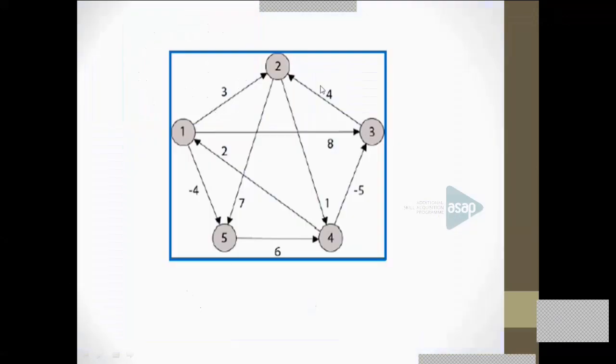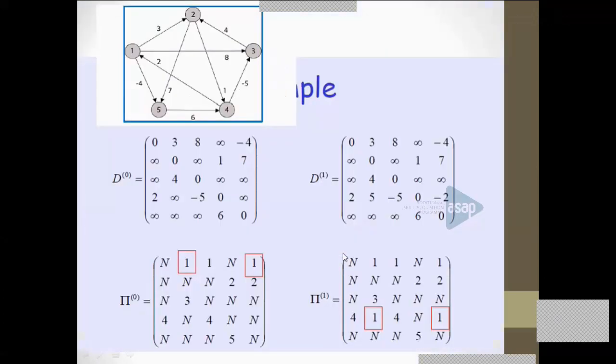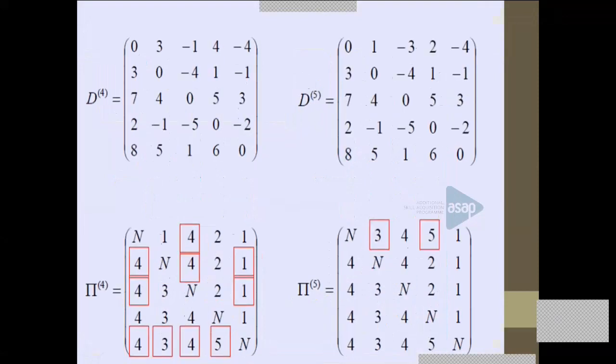How many vertices were there? 5. 1, 2, 3, 4, 5. And therefore, all the vertices will be covered. Finally, this will give you the predecessor in the shortest path. And this will help you to print the all pair shortest path. Using this matrix only, you will be displaying the final answer if you implement this. That is the purpose of this one.